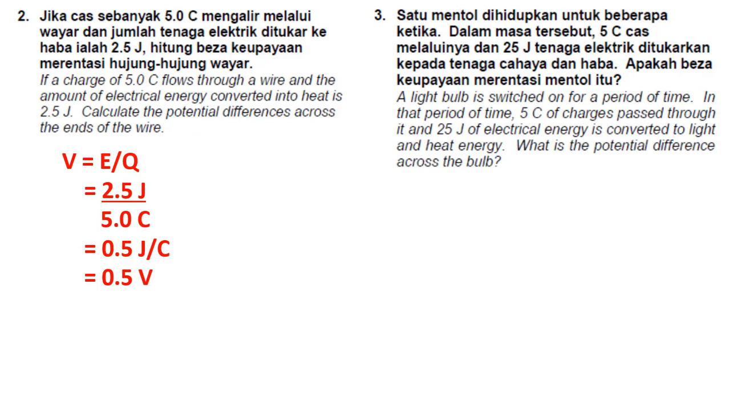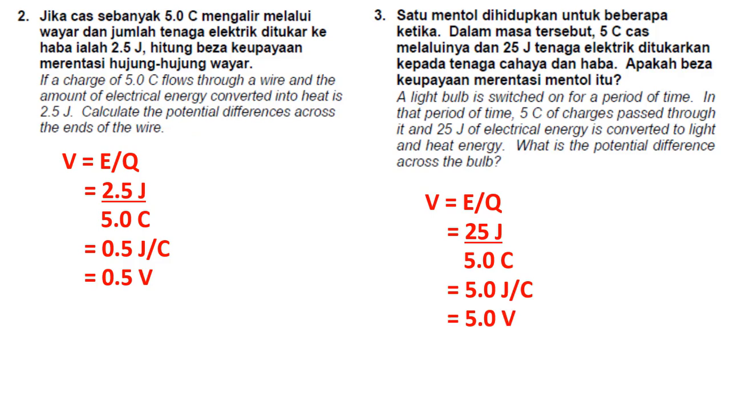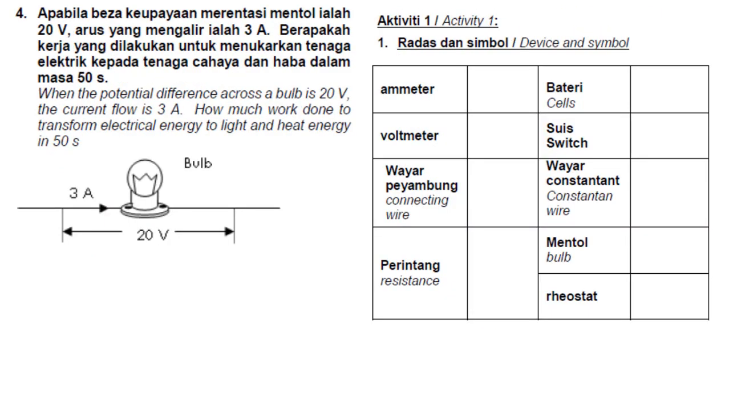Okay. Example 3. A light bulb is switched on for a period of time. In that period of time, 5 coulomb of charge pass through it and 25 joules of electrical energy is converted to light and heat energy. What is the potential difference across the bulb? So what is the information given? Q equals 5 coulomb. 25 joule equals E. Again, we are going to calculate potential difference V. So V equals E over Q, equals 25 divided by 5, equivalent to 5 joule per coulomb, equals 5 volt. Easy, right? Okay. Question 4.